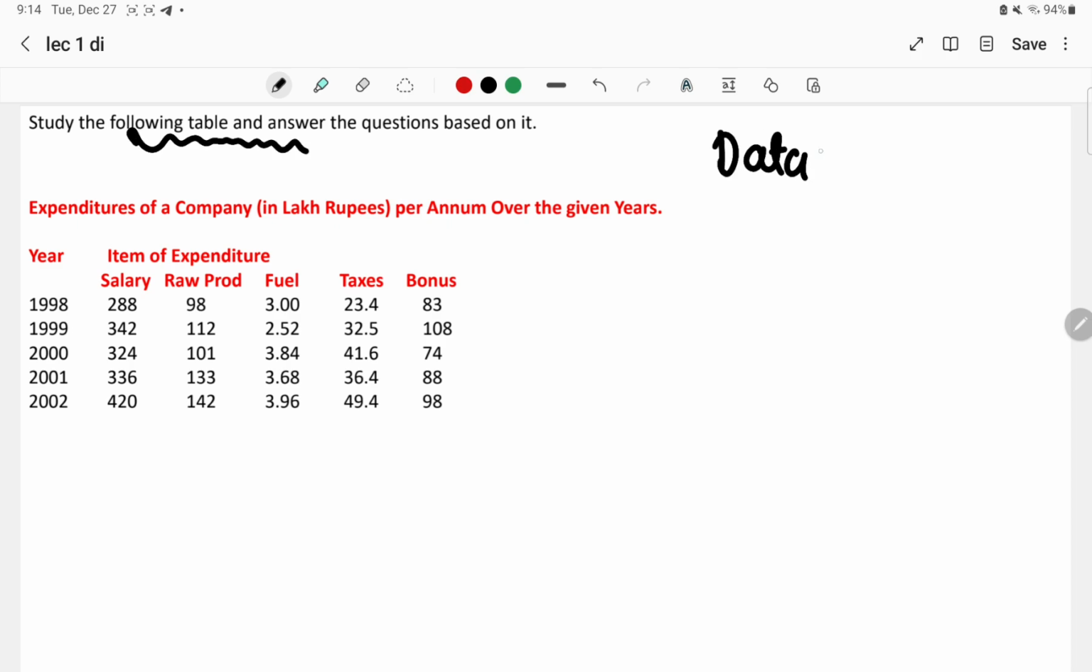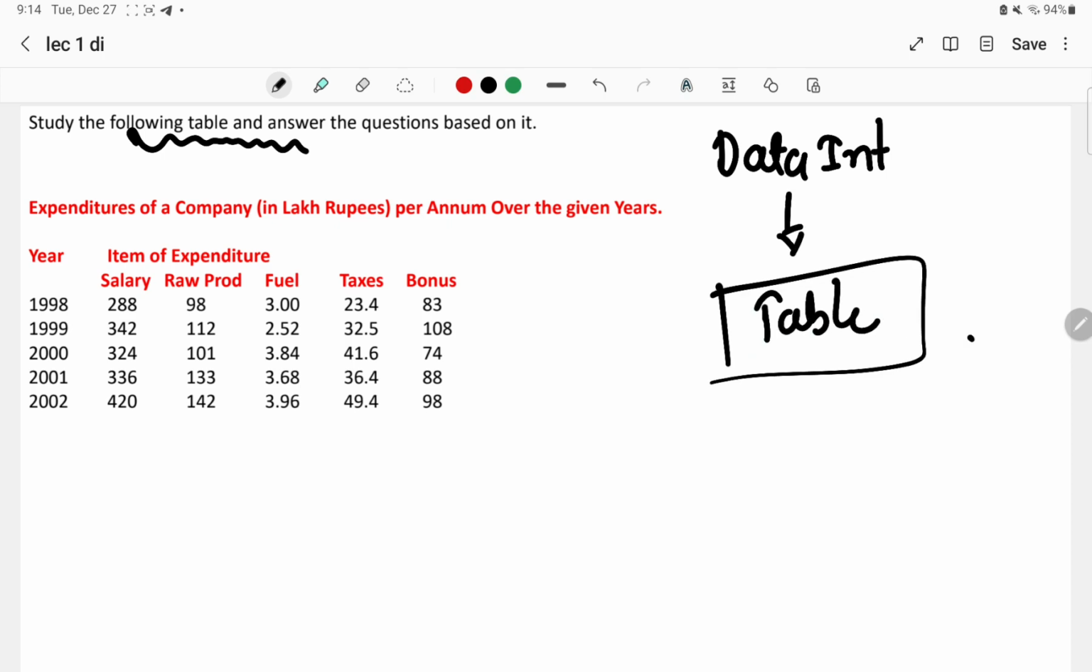The very first form of the question that we are going to discuss is regarding table. Whenever you see any question regarding data interpretation, the first thing that you have to do is read the question carefully, and look into the data that is given in the question very carefully. These are the two important things.